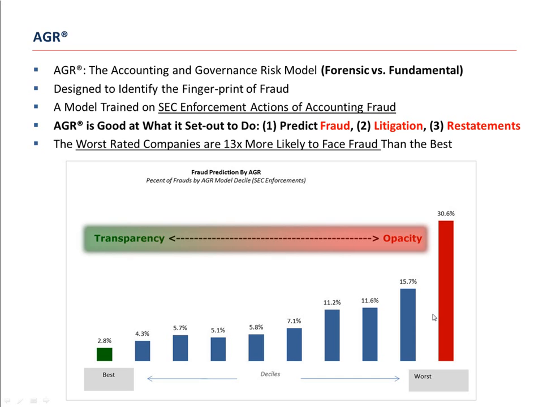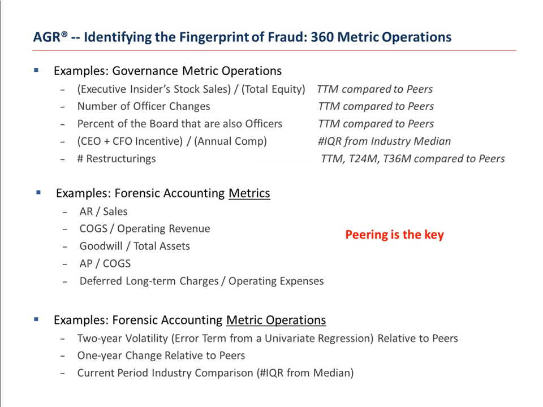In fact, if you look down at this image, if you think about the best rated companies as being very transparent, and the worst rated companies as being very opaque, to the extremes being fraudulent, so we have this continuum, the worst rated companies by AGR are 13 times more likely to face an SEC action of accounting fraud than the best rated companies. So lucky for us, we had a good model. It turns out that when you have a model that can predict fraud, you also have a model which can predict class action litigation, can also predict financial restatements, can also predict financial distress and bankruptcy. Turns out the worst rated companies are 500 times more likely to face bankruptcy than the best rated companies. So lucky for us, we had a fraud model.